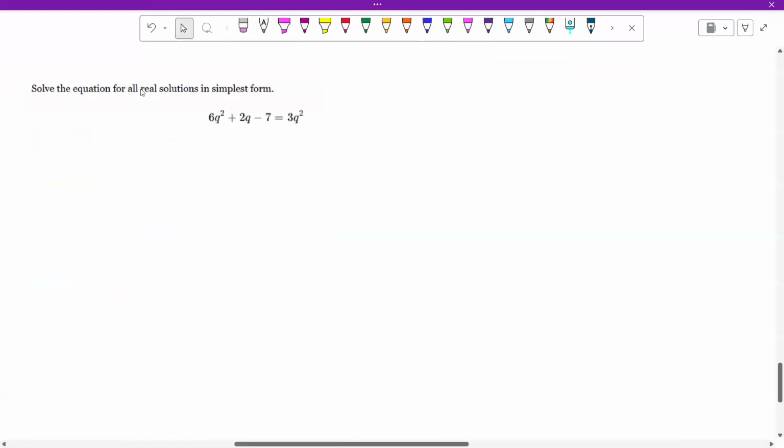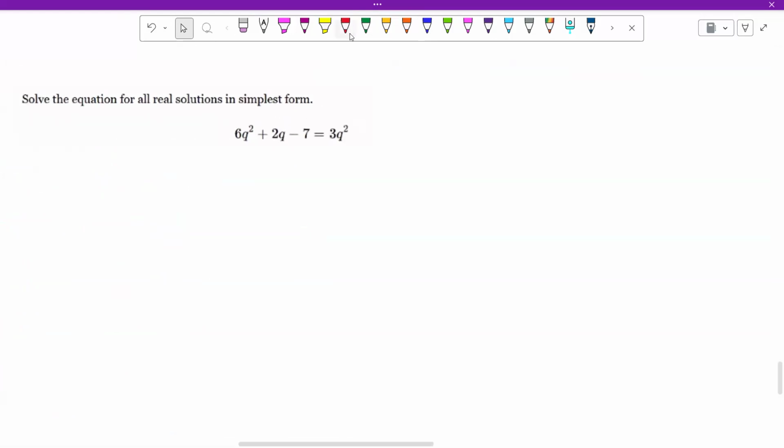And this one, solve the equation for all the real solutions. So we want to find out if the solutions are real or not. Again, we will first gather all the things on just one side: 6q square minus 3q square plus 2q minus 7 equals 0.